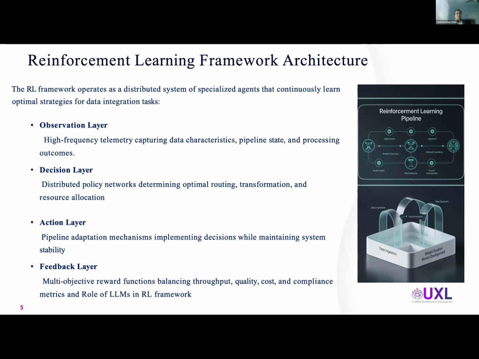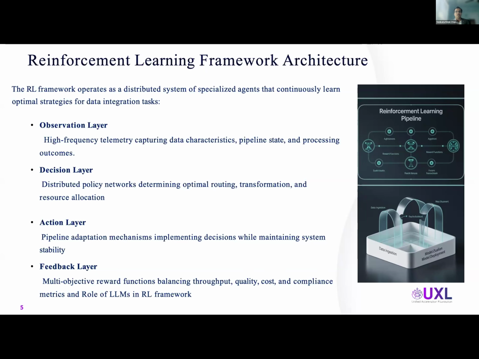Decision layer: distributed policy networks trained using actor-critic methods. These policies determine deduplication, resource allocation, and retry strategies. The action layer takes care of implementing these adaptations safely by scaling pods in the Kubernetes cluster, rerouting streams in Kafka or whatever streaming system the enterprise is using, or adjusting schema validation rules. The other layer is the feedback layer, which has multi-objective reward functions that evaluate results. Was throughput improved, or did we reduce the errors? Did we stay compliant with the organization's policies?